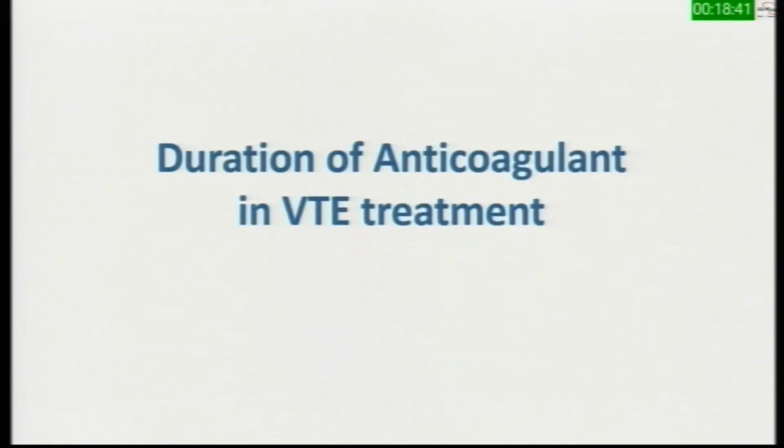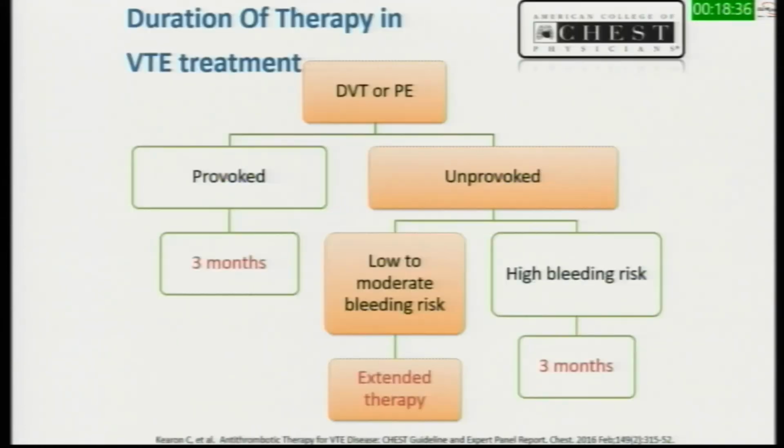Duration of anticoagulant use in VTE treatment. If you know the cause of the DVT, in provoked DVT, you can use it for 3 months. In unprovoked DVT, without knowing the cause, in low or moderate bleeding risk, you can extend therapy for as long as you want, for life maybe. And if the patient has a bleeding risk, you can use it for 3 months only.